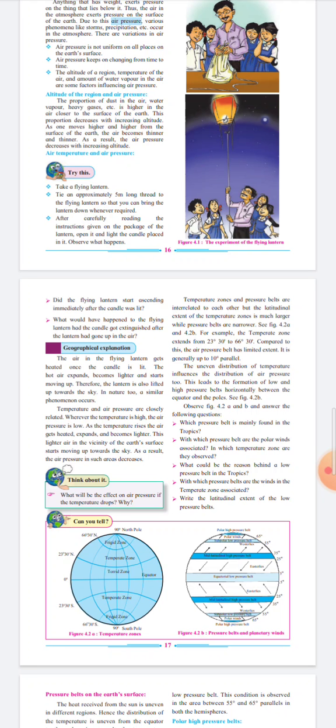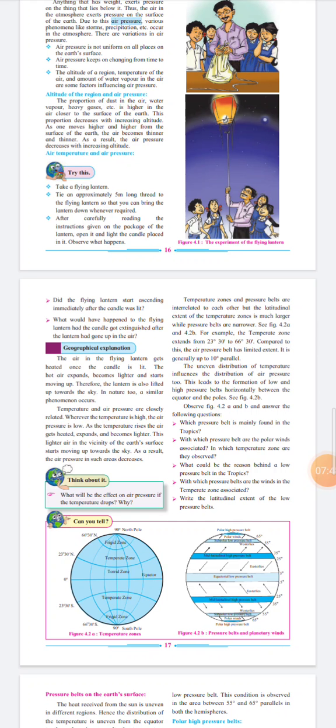Figure 4.2b, pressure belts and planetary winds. Belts means, as Earth is of spherical shape, we are saying belts. And planetary winds means winds which blow throughout the year regularly in a particular region. So figure 4.2 is about pressure belts and planetary winds.